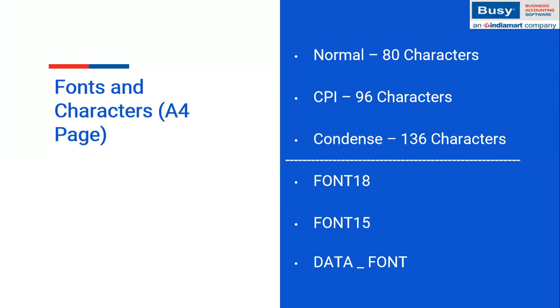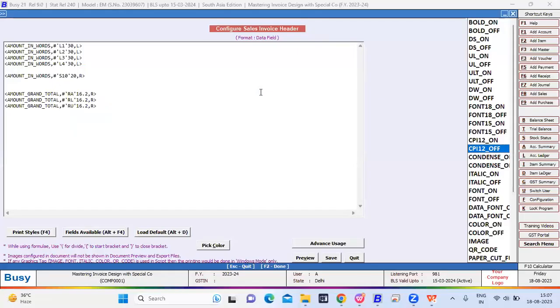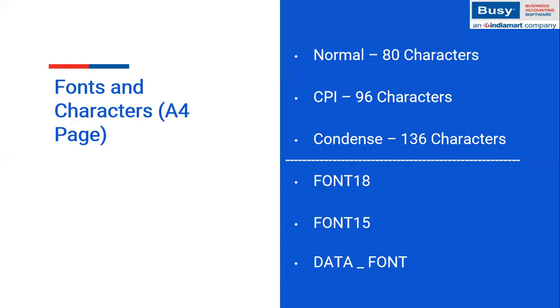If I call condense field, the total number of characters in a single line will be 136. We have font fields also available: Font 18 field, Font 15 field, and Data Font field. If I want to call the font fields, I can call Data Font. This is the Data Font on, Data Font off, Font 18, Font 15. These are the print styles available in Busy. If you want to call the font, you can call Font 18, Font 15, or Data Font in Busy itself.